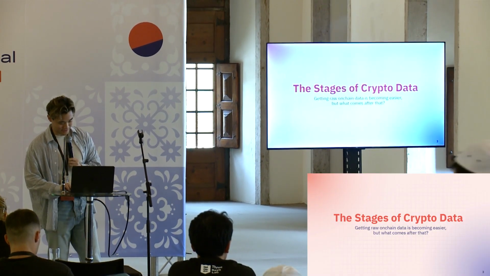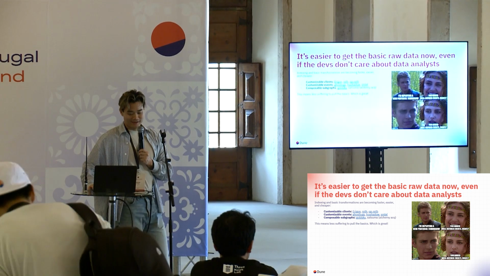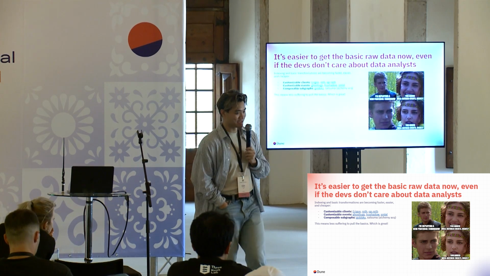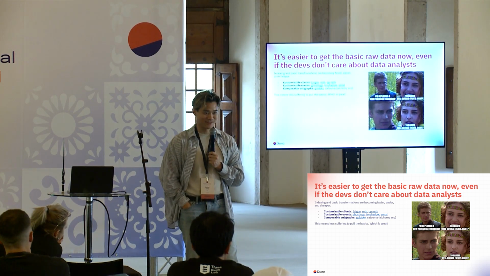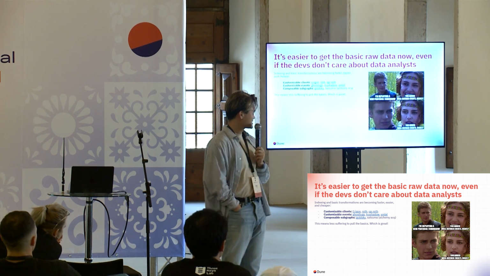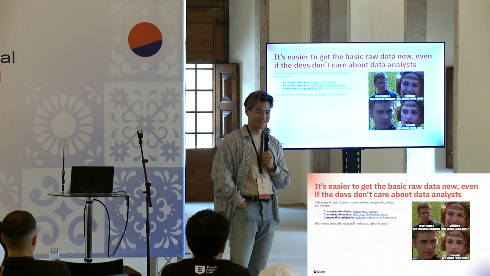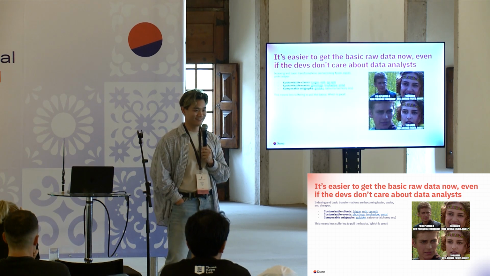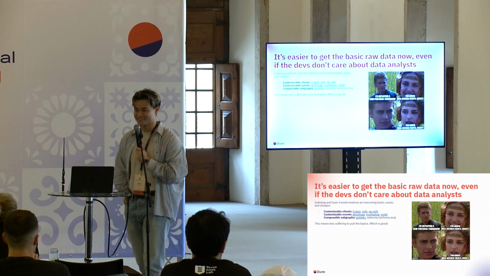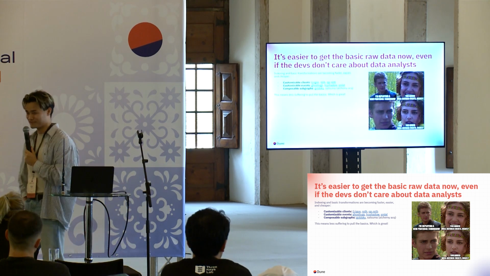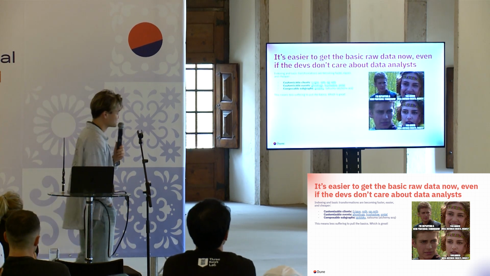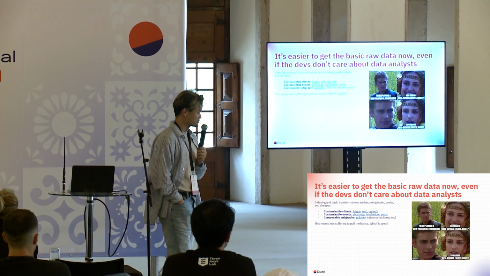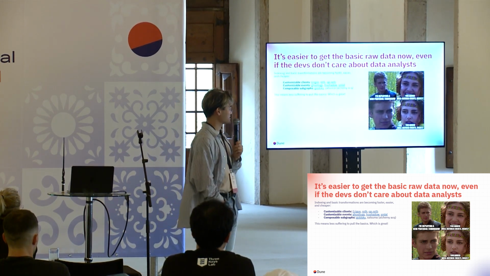Cool. Let's get started. So, stages of crypto data. It's easier than ever to get basic raw data now, even if the developers don't really care about the data analysts. You might see, at least once a month or so, that some new protocol deploys contracts, and you're all excited to go analyze them, and then you realize there are no events. Anyone here who's done analytics in the space should know that without events, our job becomes much, much harder. In the past, maybe a year or two ago, we would have to struggle through traces and try to put things together ourselves.